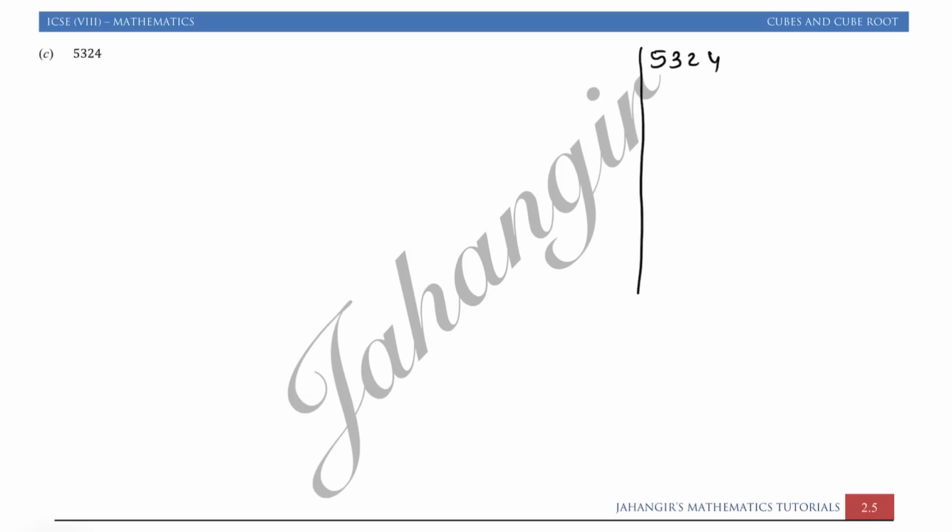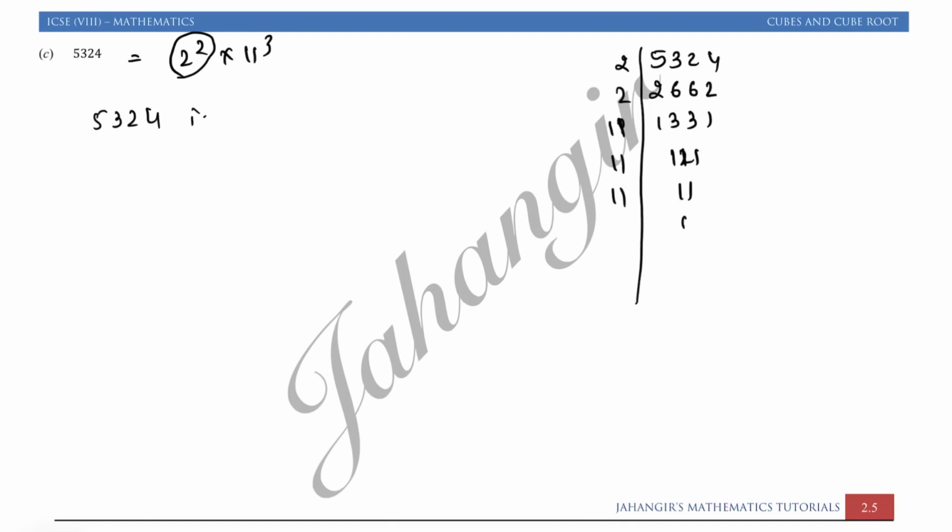5324 का पहले प्राइम फैक्टर निकाल दो. 2 2s are 4, 2 6 6 2 2 1 3 3 1. Now 1331 you know it's 11 cube. 11 121s are 11 11s are 11 1s are. So 5324 is 2 square into 11 cube. So 2 का we don't have pairs of 3. Okay, 2 does not exist in the pairs of 3. 3 का pairs होना चाहिए ना, 2 into 2 into 2. So we have only दो 2. So here I can say 5324 is not a perfect cube.